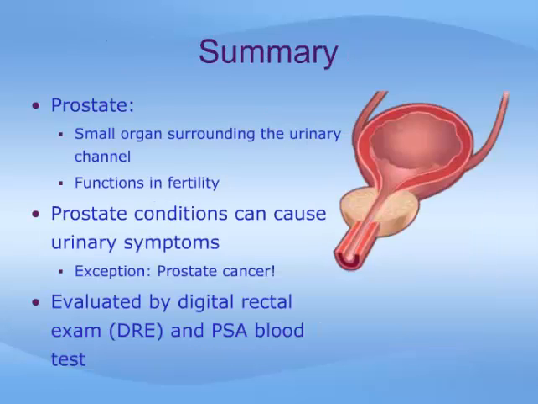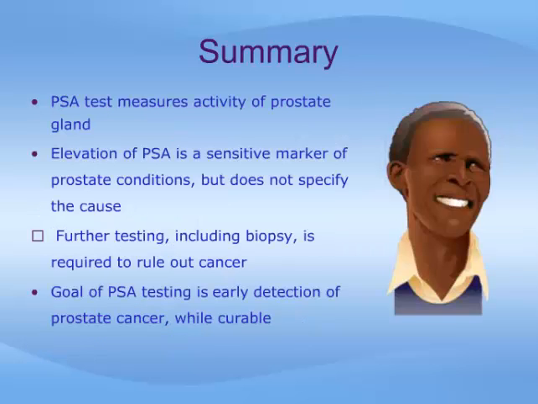In summary, the prostate is a small organ surrounding the urinary channel that plays a role in urine control and fertility. Conditions affecting the prostate can cause urinary symptoms. However, prostate cancer is usually detected before any symptoms appear. The prostate is first evaluated by digital rectal exam and the PSA blood test, which is the most sensitive tool available for detecting the presence of prostate cancer before symptoms appear. The PSA blood test measures the activity of the prostate gland. Elevation of PSA is a sensitive marker of prostate conditions, but does not specify the cause. Further testing, including biopsy, is required to rule out cancer in these situations. The goal of PSA testing is early detection of prostate cancer while it is curable.